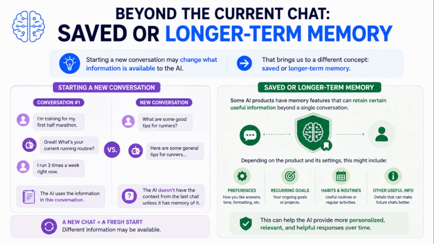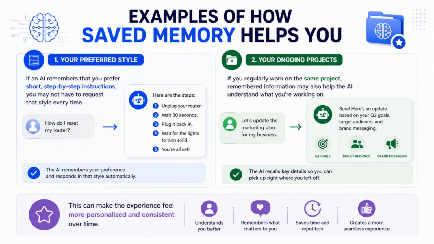Some AI products have memory features that can retain certain useful information beyond a single conversation. Depending on the product and its settings, this might include preferences, recurring goals, or other information that could make future conversations more helpful. For example, if an AI remembers that you prefer short, step-by-step instructions, you may not have to request that style every time. If you regularly work on the same project, remembered information may also help the AI understand what you're working on. This can make the experience feel more personalized and consistent over time.